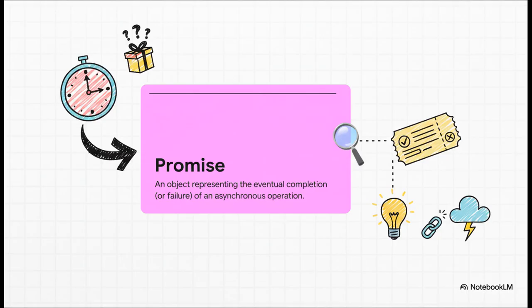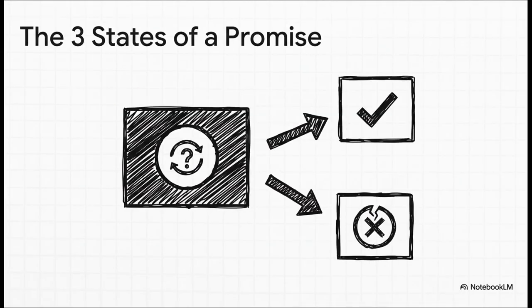So what exactly is a promise? Well, the name is actually perfect. It's an object that promises to give you a value back, eventually. When you kick off some slow operation, you immediately get a promise object back. It's basically a placeholder, like an IOU from your code. It's a ticket you can check later to see if your data has finally arrived or if something went wrong along the way.